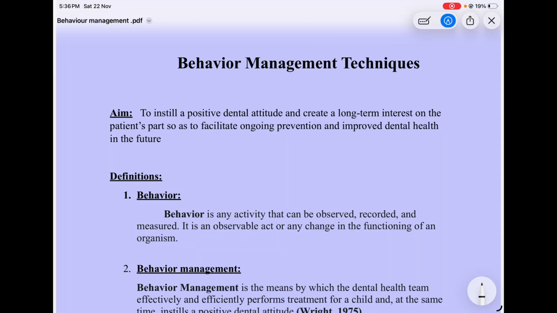From today onwards, we are covering one of the most important topics in pediatric dentistry, behavior management techniques.